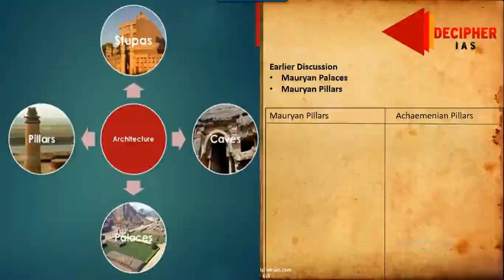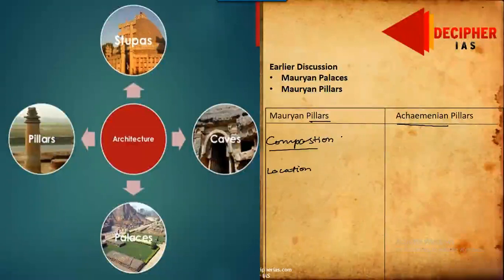So we will be discussing the difference between Mauryan pillars and Achaemenian pillars. Well, the difference is basically of two sorts. One is composition, and the second is the locational difference.